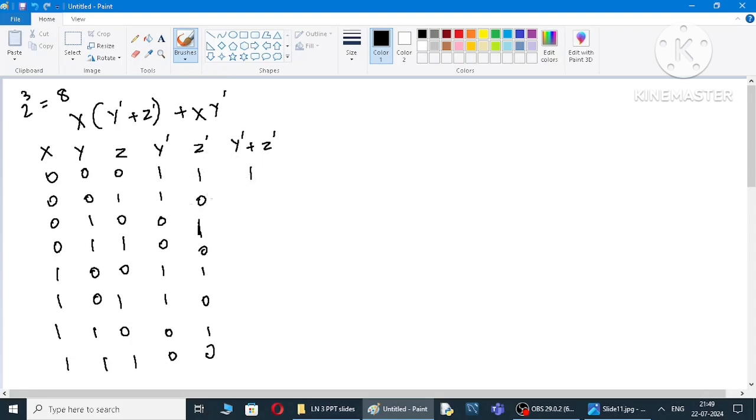Now addition of these two. So here both are 1s, here 1 is there, here 1 is there. Here both are 0, so 0. Here 1, 1, 1, but the last one is 0. So y bar plus z bar is ready.